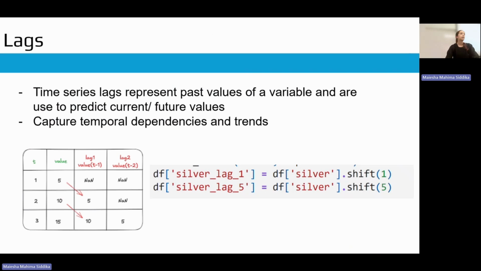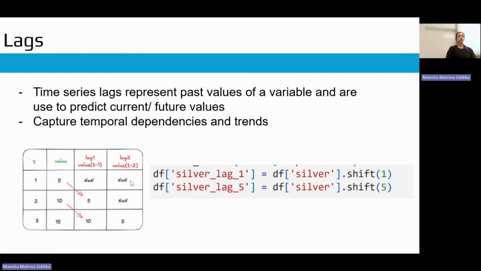So lags, I briefly mentioned this at the start. It's basically the past values of a variable, and they're used to predict current or future values. So this is our original time series dataset. We've got our time index at 1, 2, and 3, and then we've got our corresponding values at 5, 10, and 15. When you do a lag, let's say at t-1, that's basically all shifted forwards. And then we're left with this NaN value over here.